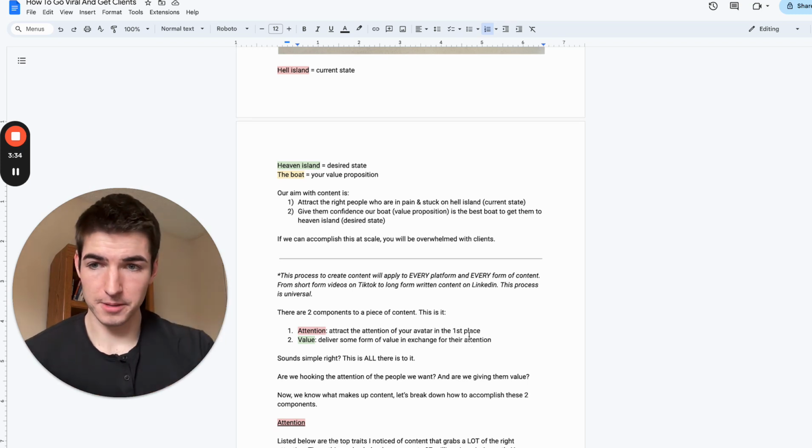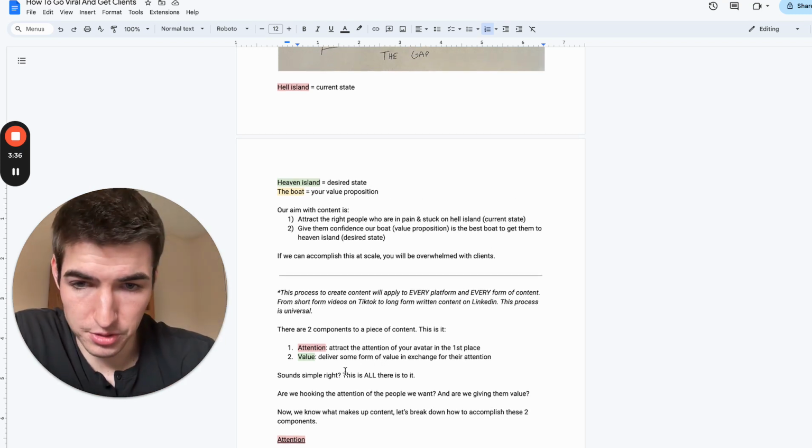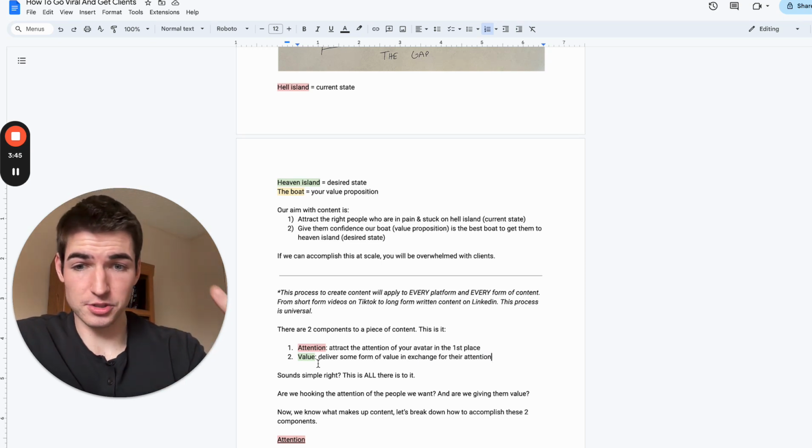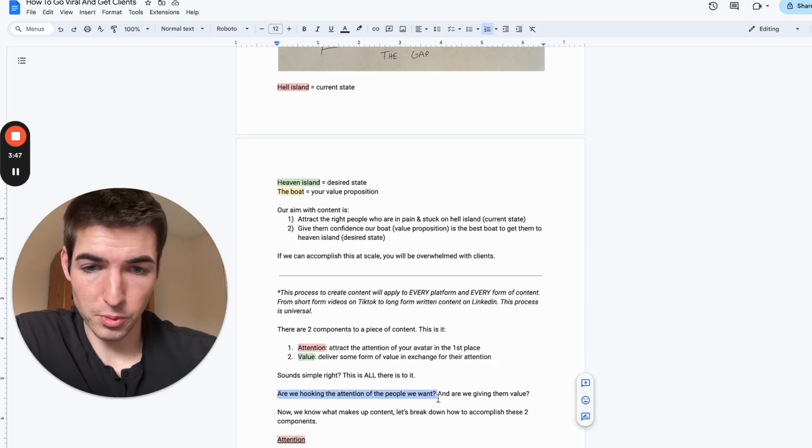They're going to keep on scrolling. And there's number two, there's value. All right, so once we have their attention, we want to deliver some form of value in exchange for their attention. All right, sounds simple, right? The only two questions you're asking yourself is, are we hooking the attention of people we want, and are we giving them value? All right, if you don't do this, there's nothing that takes place.